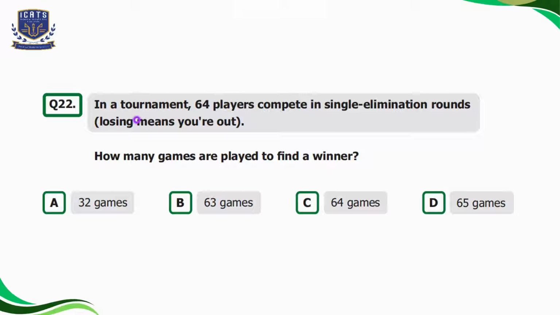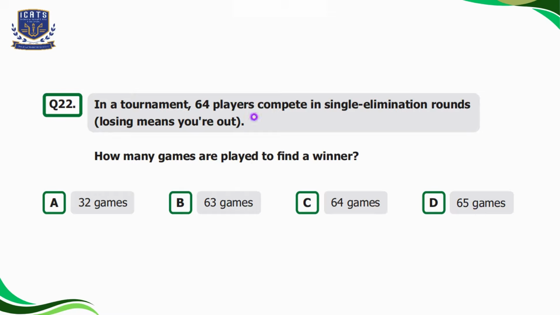Question number 22. In a tournament, 64 players compete in a single elimination round. Losing means you are out. How many games are played to find a winner? Option A is 32 games, option B is 63 games, option C is 64 games, and option D is 65 games.